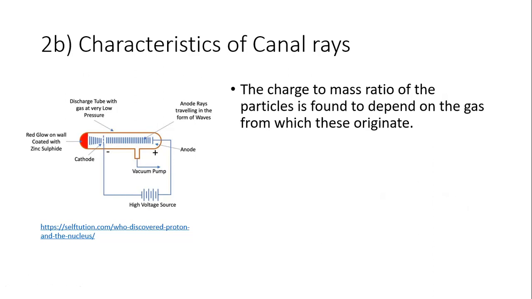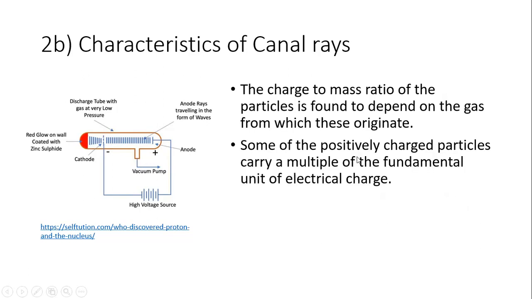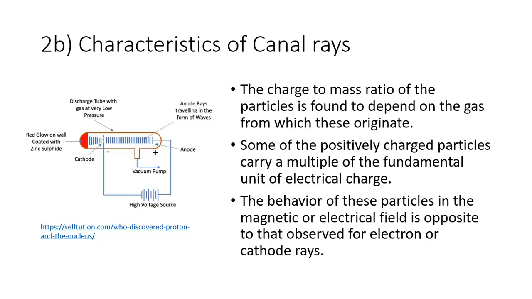Charge to mass ratio of the particle is found to depend on the gas from which these originate. Some of the positive charged particles carry a multiple of the fundamental unit of electrical charge, right? They lose 2 electrons, so that's why you have 2 positive charge. Behavior of the particle in the magnetic or electric field is opposite to that observed for electrons, so we can expect that because it's positively charged.